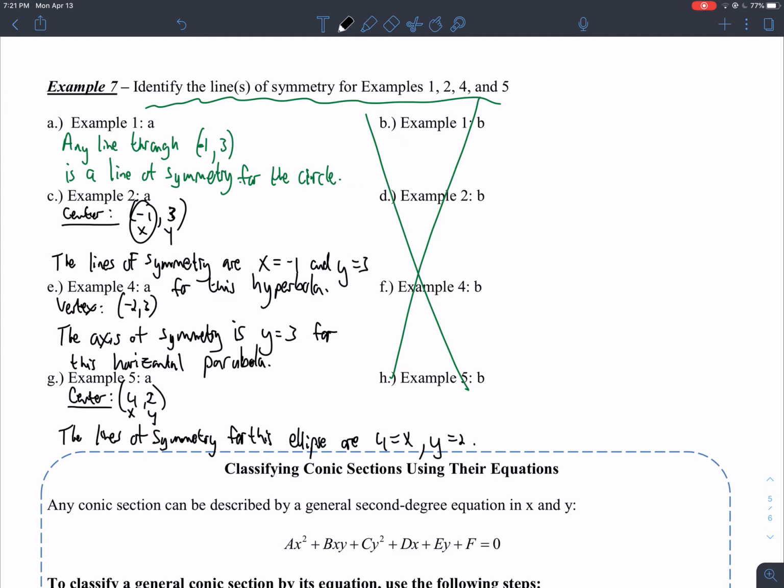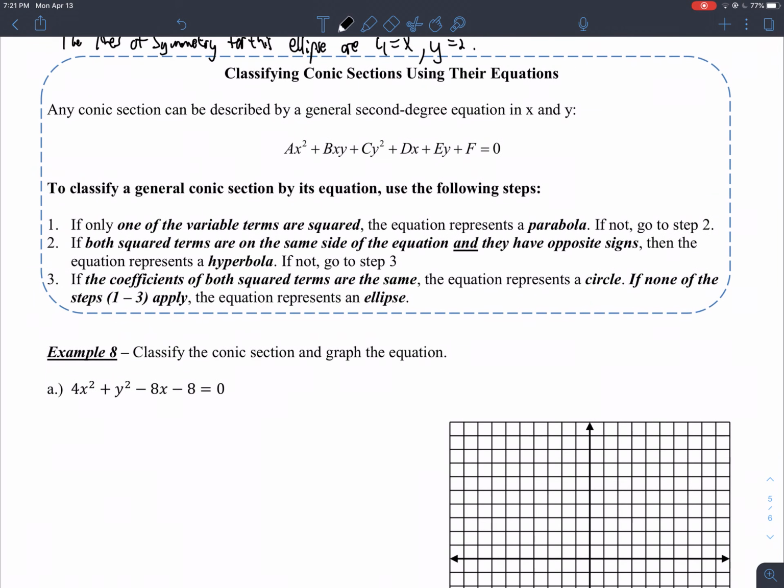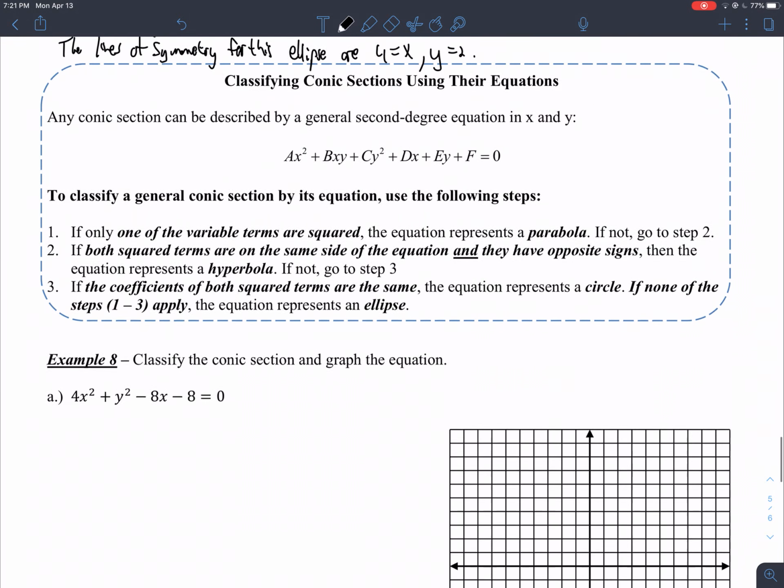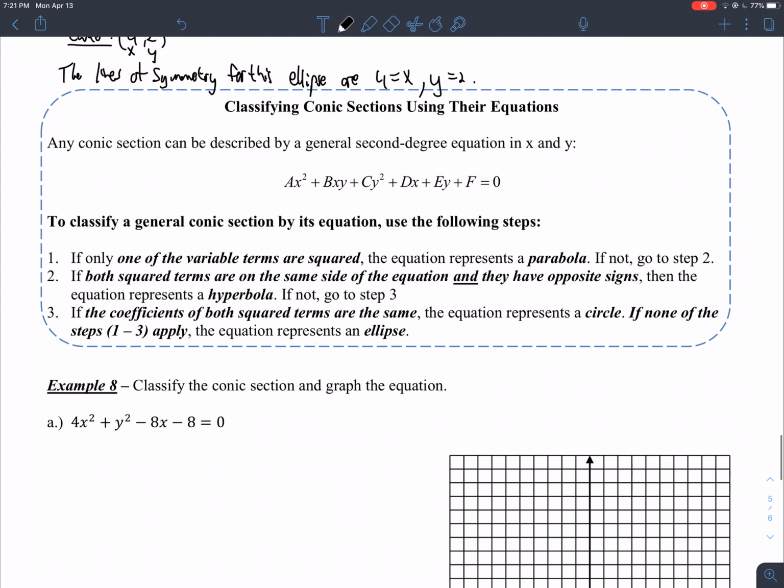All right. Very, very long examples here. Okay, we're almost out of here. We have one last example. Well, yeah, it's really one example with 2 parts. All right, and that is classifying conic section using their equation, and then graphing the equation. Okay, so 2 parts. Classify the equation is the first part, and then graph the equation is the second part.